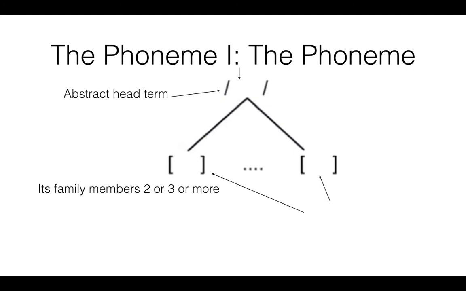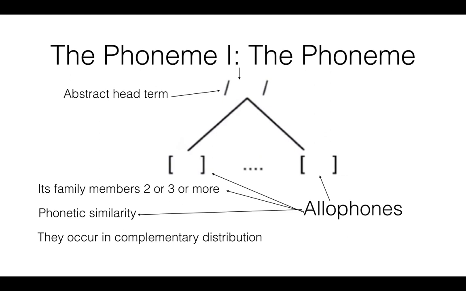For example, here, these are members of the family of the phoneme, whatever phoneme. Allophones, right? And then they have phonetic similarity. But for example, l and k, there is no phonetic similarity. L and z, no phonetic similarity. They are allophones, and they occur in complementary distribution. What do we mean by complementary distribution? We mean the one never occurs in the environment or position of the other. Okay?